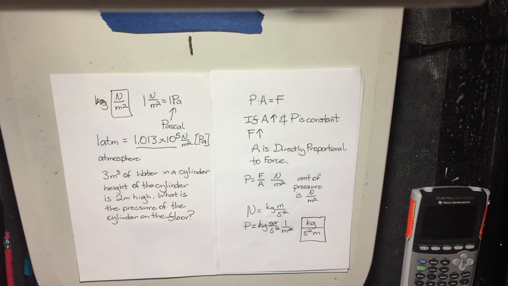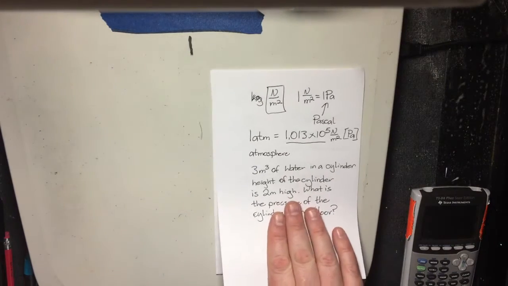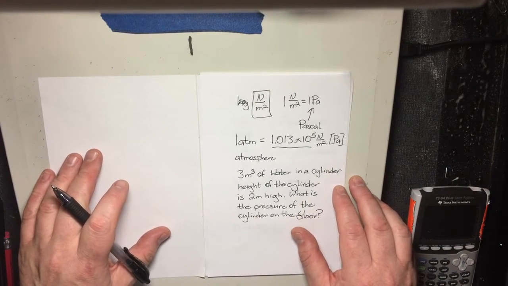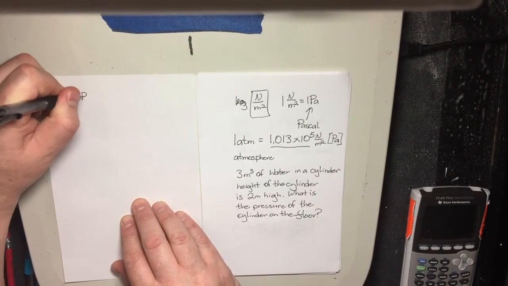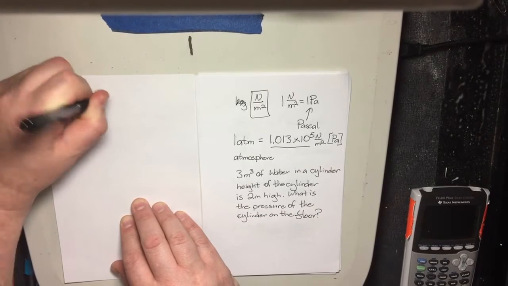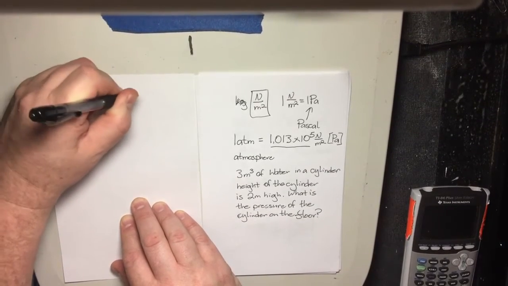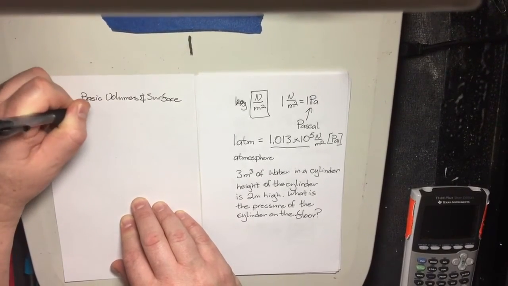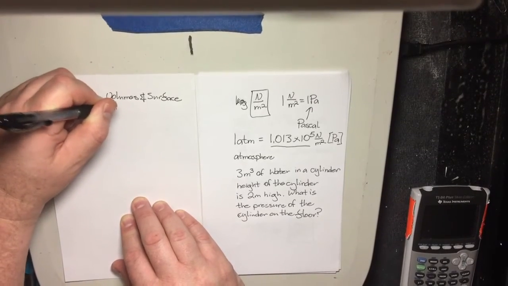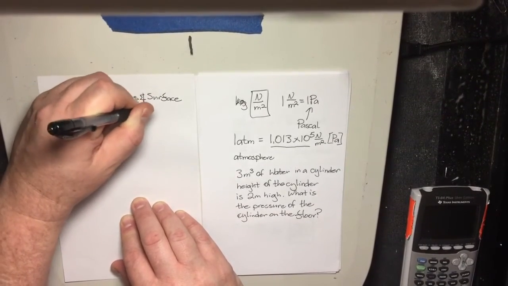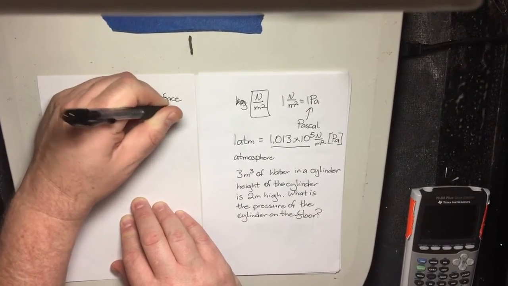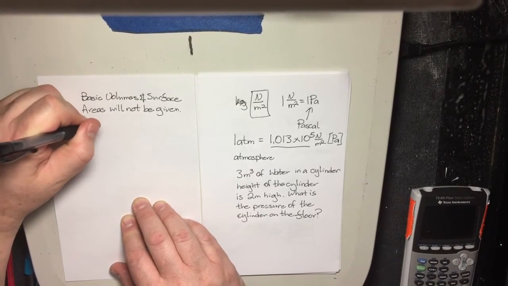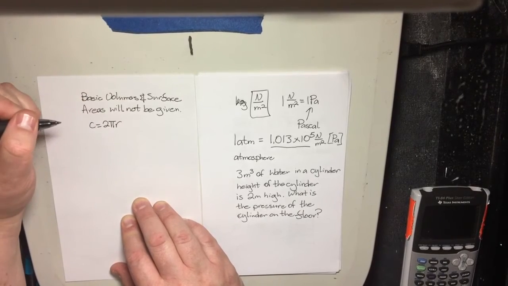Now, before we start talking about this problem, I have to give a warning, though warning is so strong a word. Basic volumes and surface areas will not be given in the problem section. And what's a basic volume or surface area? Well, if you don't know what a circumference is by now, we've got issues.